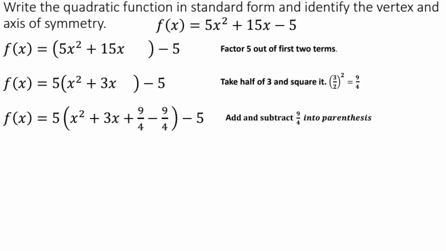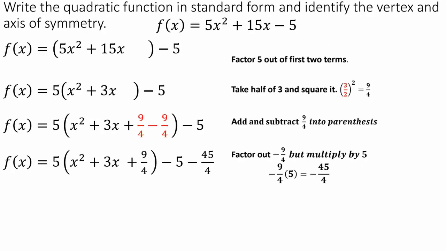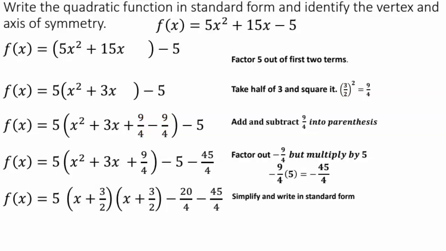I'm going to borrow that positive 9 over 4, and I'm going to take the negative 9 over 4 outside my parentheses. Because I'm taking it outside my parentheses, I have to give back the 5 that I had factored out. So negative 9 times 5 gives me negative 45 over 4. Okay. First, again, if you see here, the x squared plus 3x plus 9 over 4, that's a perfect square. That's x plus 3 over 2 times x plus 3 over 2. Again, the value that I had pointed out to you before it got squared.